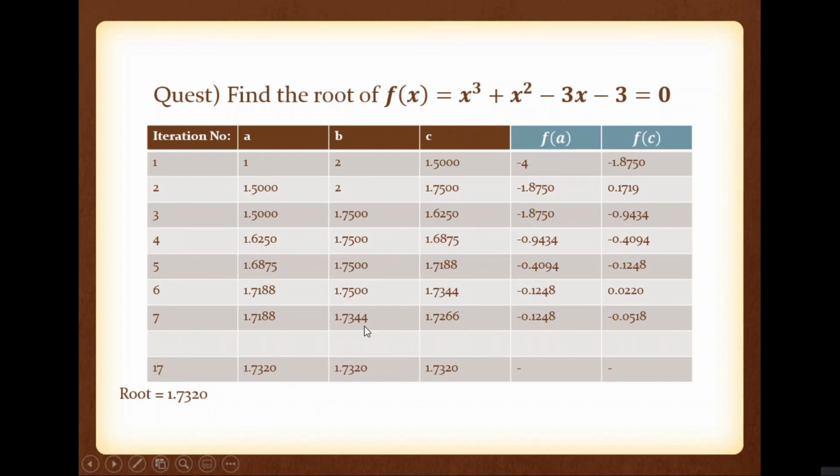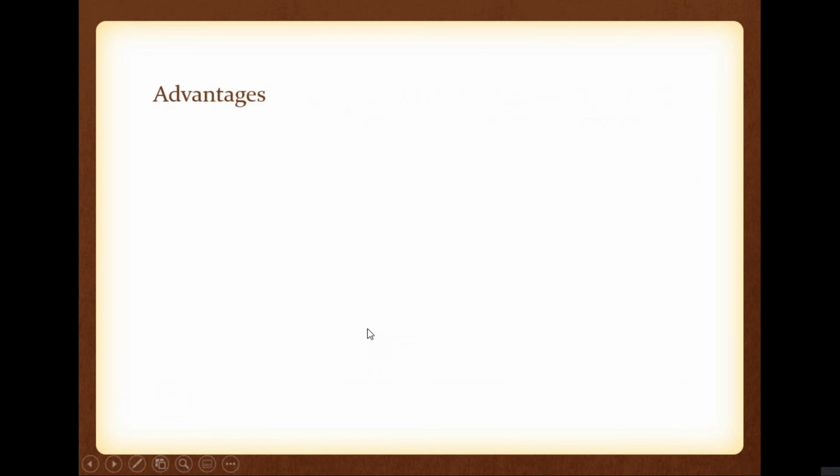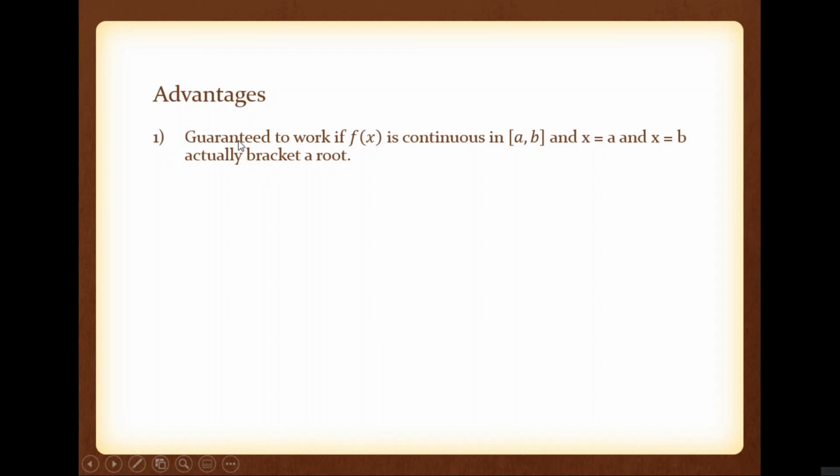Now what are the advantages of the bisection method? If we are taking the initial condition properly, if it is bracketing the actual root, definitely it will give an answer. It will work. It will not trouble us. It may take more iterations, but it will not trouble us. It will give some answer, but that answer will not be accurate, but it will definitely give an answer. So it is guaranteed to work, if f of x is continuous. That is also very important: f of x must be continuous within a, b, where a and b are the initial condition.